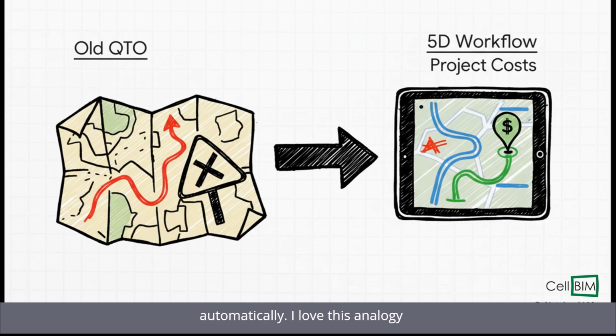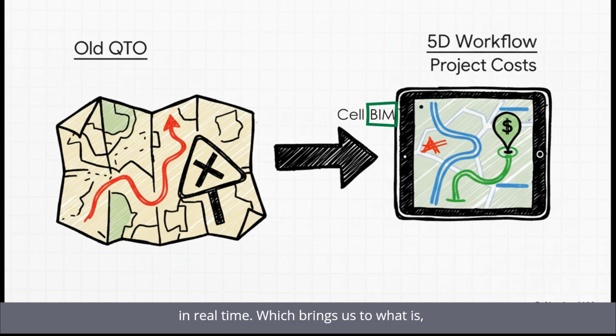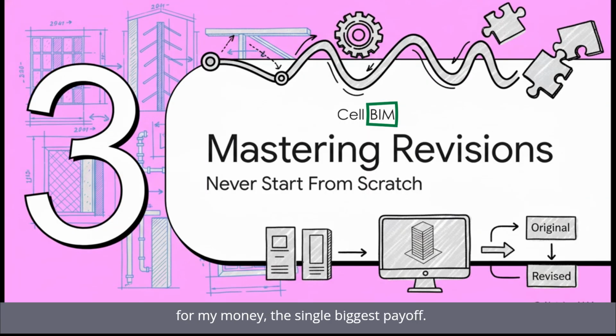You know, I love this analogy because it's just perfect. Your old QTO spreadsheet is a paper map. Sure, it was accurate the moment you printed it, but the second the road network, or in our case, the building design changes, it's totally useless. A live linked model is your GPS. It knows where you are, it sees the changes ahead, and it recalculates the route or the cost in real time. Which brings us to what is, for my money, the single biggest payoff.